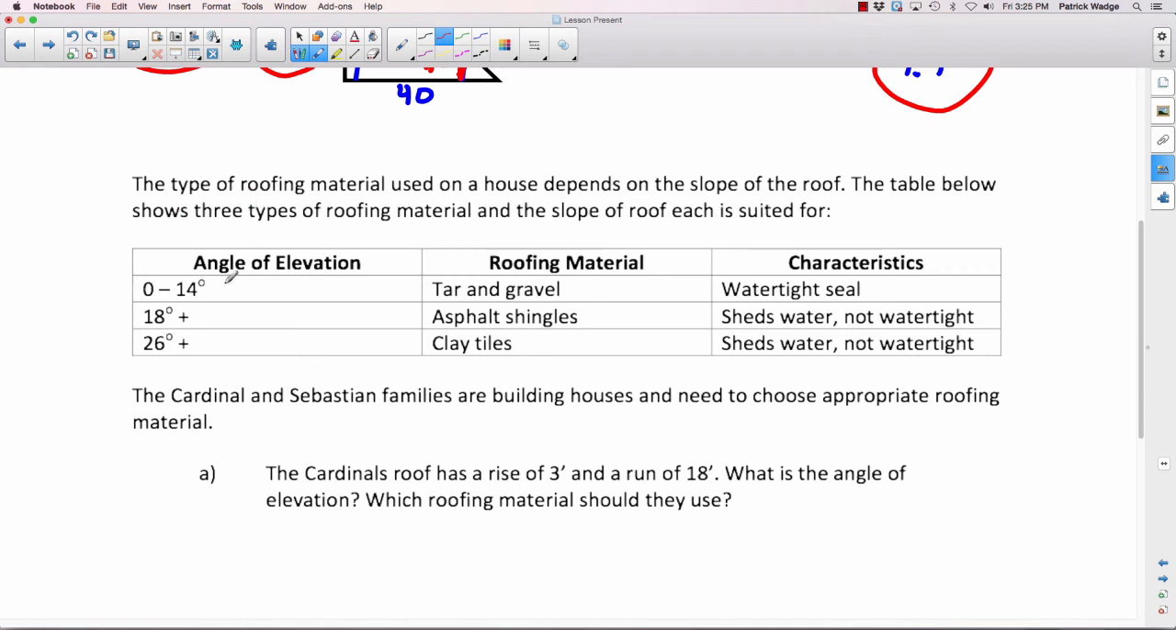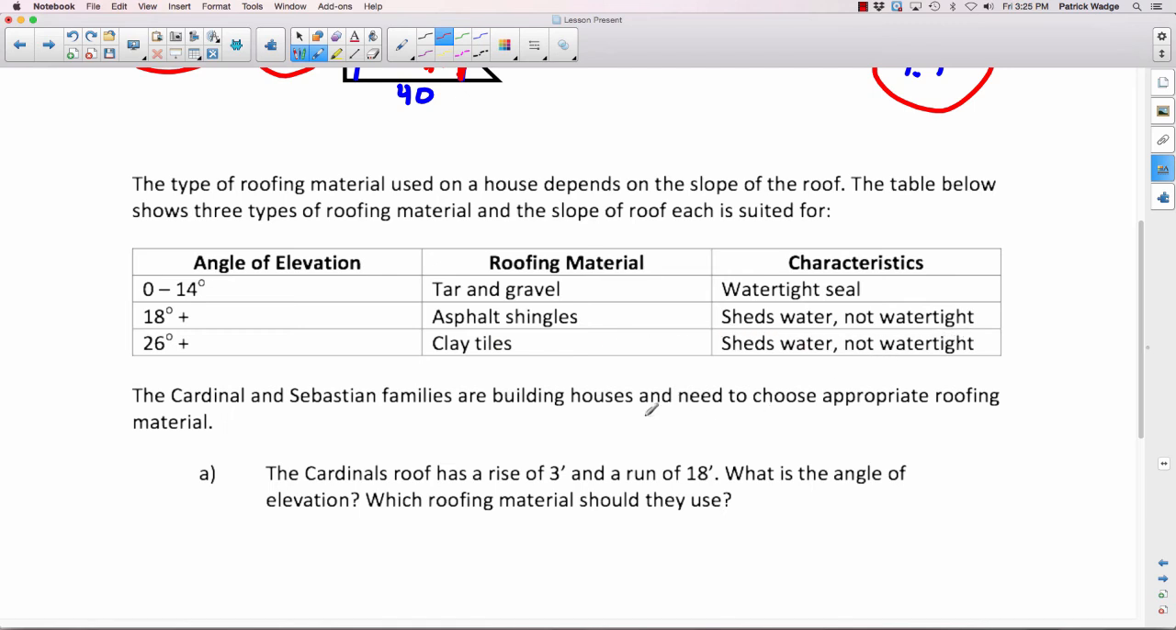So if your roof isn't slanted very much, it only has a slope of 0 to 14 degrees. Sorry, an angle of elevation of 0 to 14 degrees. You might use tar and gravel because it makes a watertight seal. If it's more than 18 degrees, you could use asphalt shingles. They shed water, but they're not watertight. If it's more than 26 degrees, it's really steep, you could use clay tiles, which also shed water, but it's not watertight.